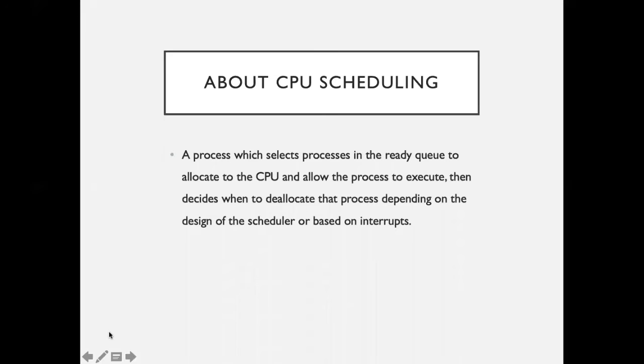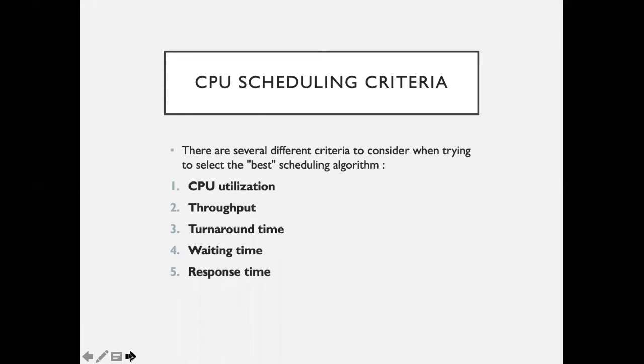A CPU scheduler is a process which selects processes in the ready queue to allocate to the CPU and allow the process to execute. Then it decides when to deallocate that process depending on the design of the scheduler or based on interrupts. The CPU scheduler aims to optimize CPU utilization, increase throughput, decrease turnaround time, decrease waiting time, and decrease response time.